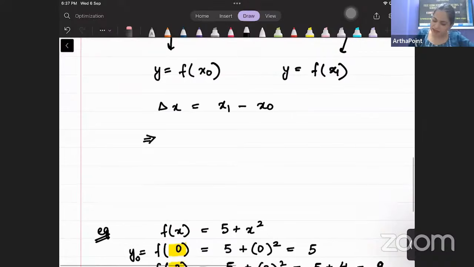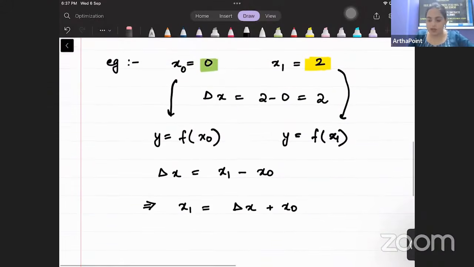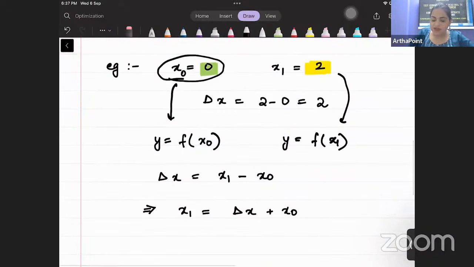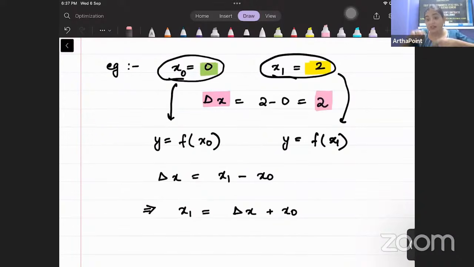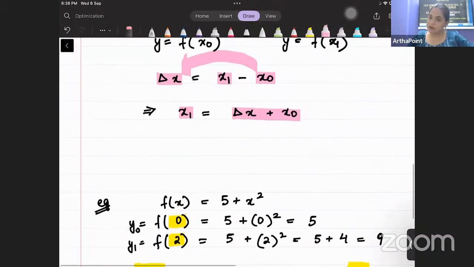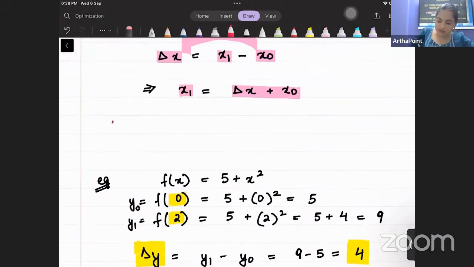So can I rewrite this and say that x1 is nothing but change in x plus x0? Nothing wrong, beta. x0 is given to you as 0, x1 is given as 2. So how much is change in x? 2 minus 0, 2. So can I reverse this and say that if change in x is x1 minus x0, I can take this here and say that x1 will be change in x plus x0? Is this clear?